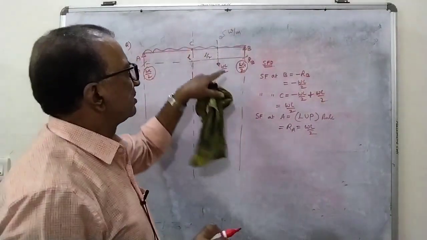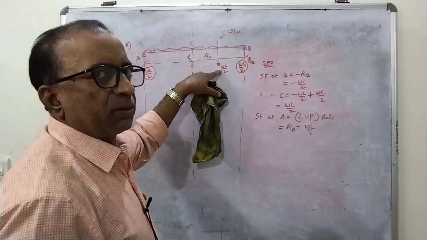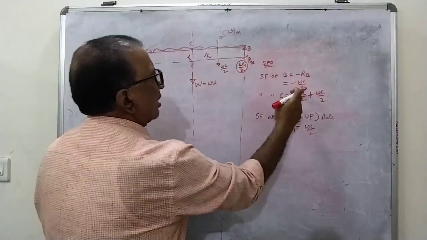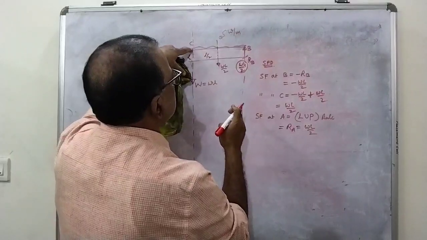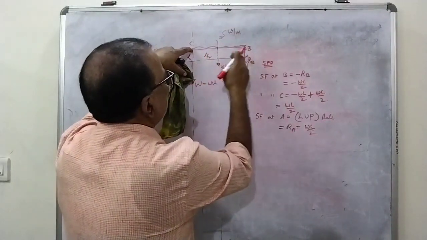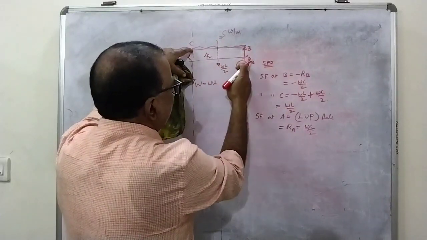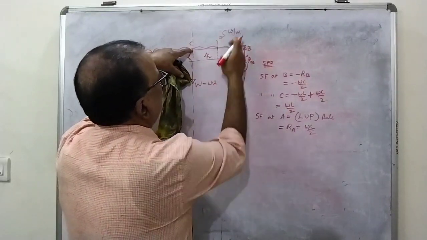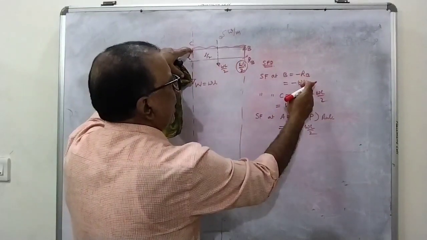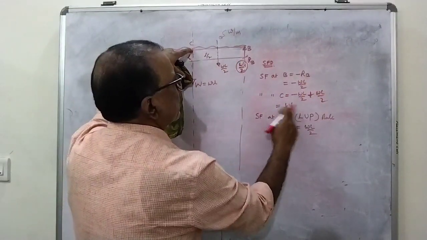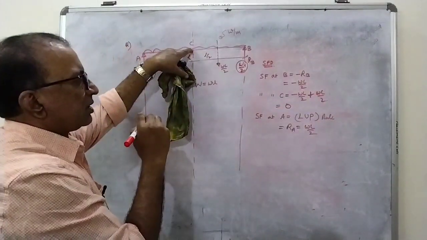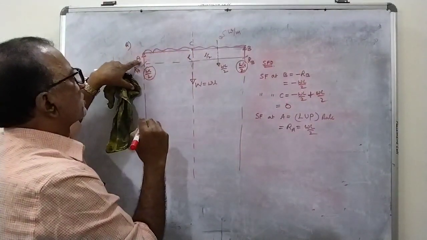So your load is WL by 2 here, plus WL by 2. So at B it is minus RB. When you reach the C point, there is no point load, just concentrate on the UDL here. So what is the equivalent load acting for this portion? For 1 meter it is W, for L by 2 it is WL by 2. So earlier minus WL by 2 plus WL by 2, it is coming to 0. 0 at the center.